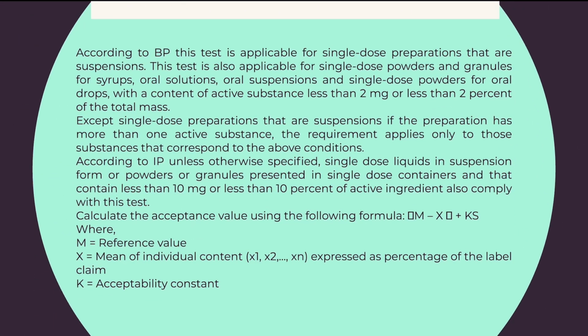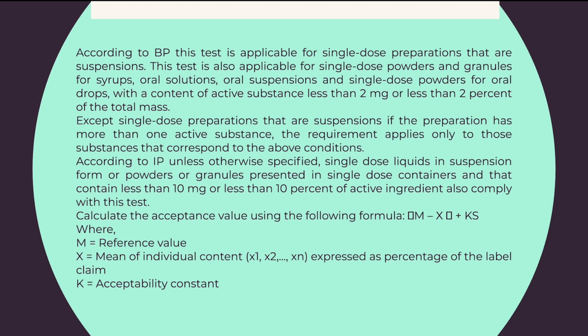4. Uniformity of content. According to BP, this test is applicable for single-dose preparations that are suspensions. This test is also applicable for single-dose powders and granules for syrups, oral solutions, oral suspensions, and single-dose powders for oral drops with a content of active substance less than 2 mg or less than 2% of the total mass, except single-dose preparations that are suspensions.